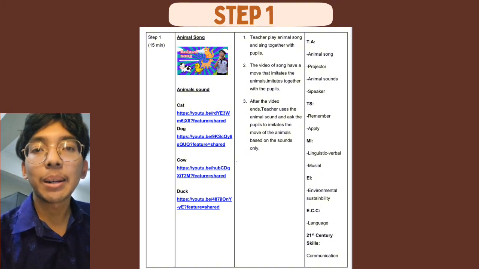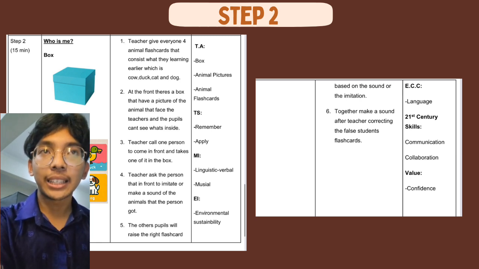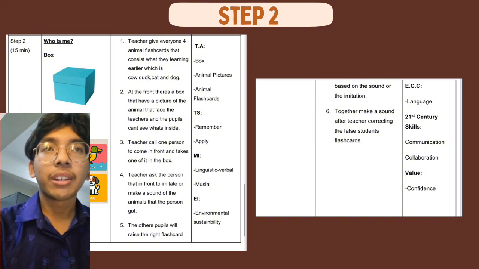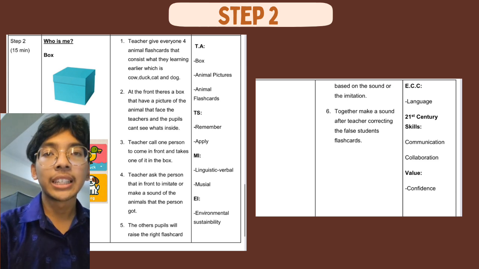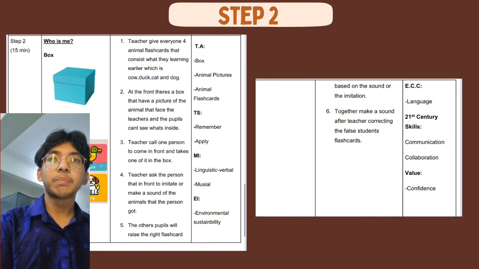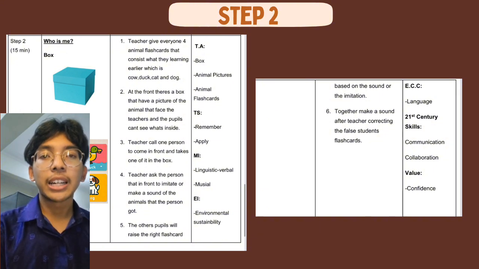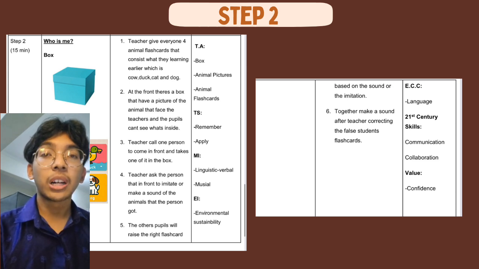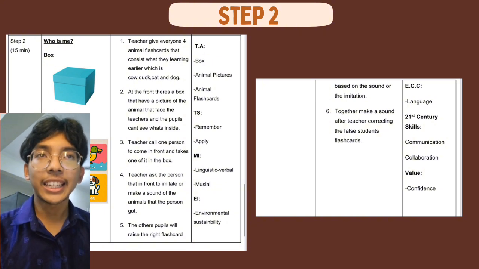So we go to step 2. Step 2 is the who is me activity. The teacher gives everyone four animal flashcards that consist of what they learned earlier, which are cow, dog, cat and duck. We use the same animals again because we don't want to use other animals. We implement what the teacher needs to consider for the problem, which is doing repetition and slow-paced learning styles.